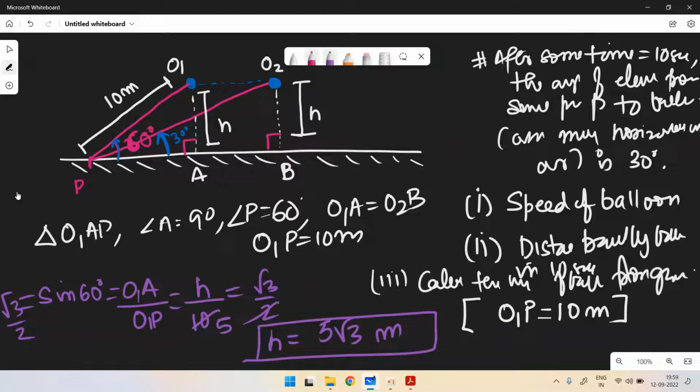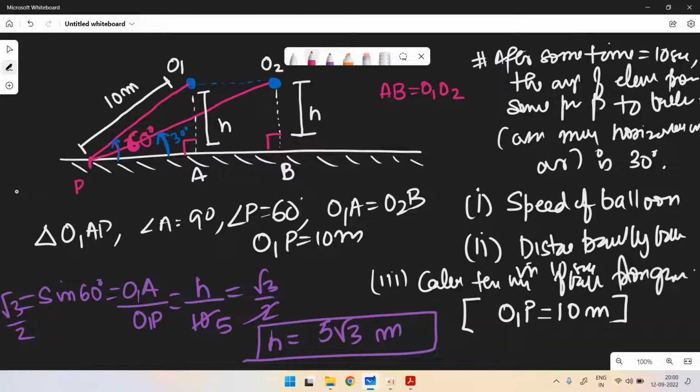Now you have calculated the height. How will you calculate the speed? First you calculate the distance AB. From the figure you can see that AB is nothing but the O1O2 distance. Why? Because they are parallel. This becomes a parallelogram, and opposite sides of a parallelogram are equal. This is just a mirror image of this point.